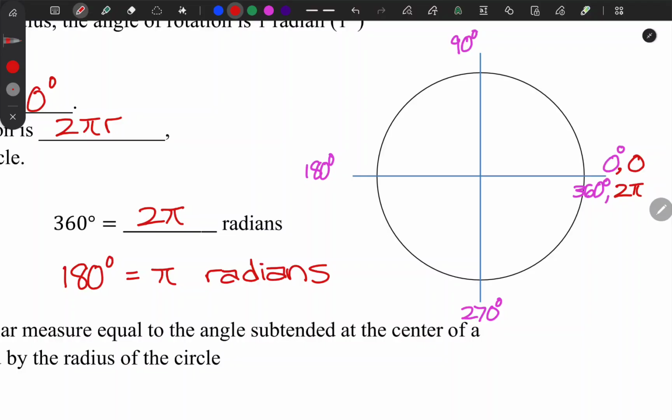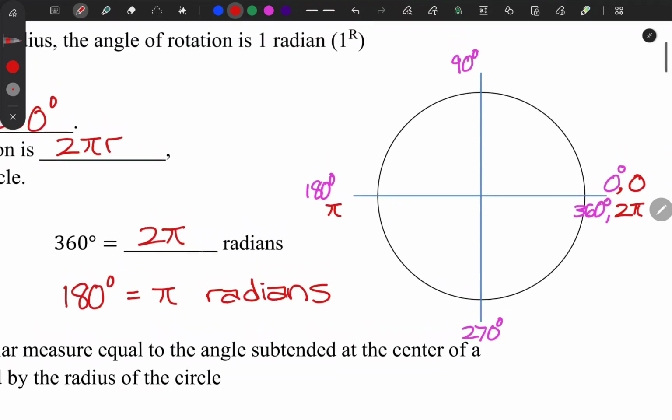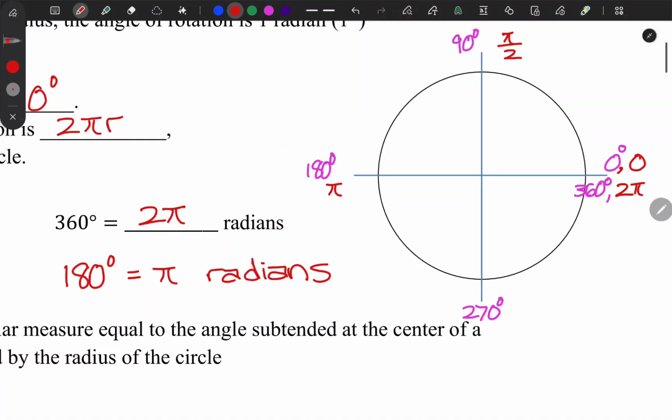The default for radians is we don't put a symbol for the unit. Half of a circular rotation is 180 degrees, that is pi radians. Half of that for 90 degrees is pi over 2 radians. And then halfway between pi and 2 pi is 3 pi over 2, or 1.5 times pi. So that gives us kind of an idea of what 2 pi radians looks like as one full rotation. Let's sketch some basic angles in standard position using radians, and then we'll practice converting back and forth a little bit.